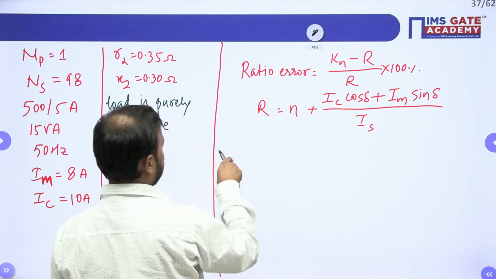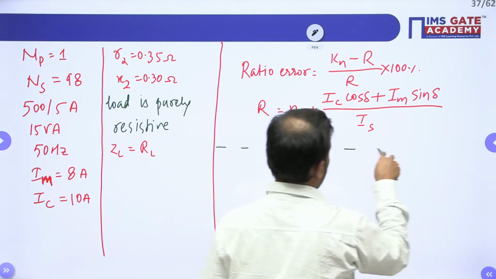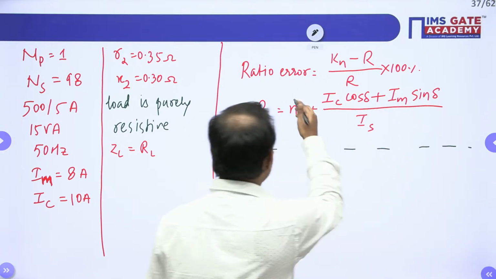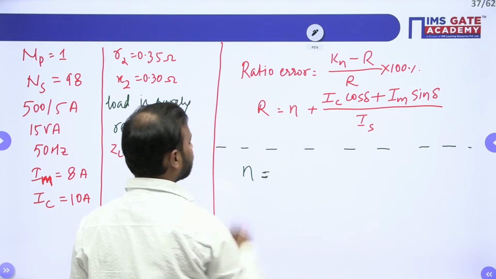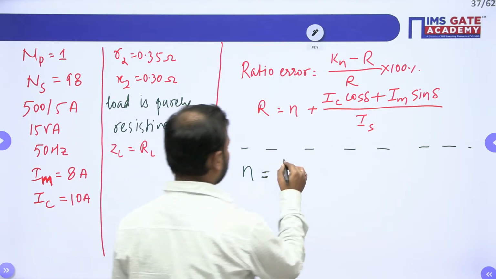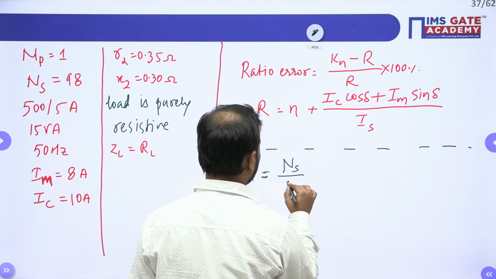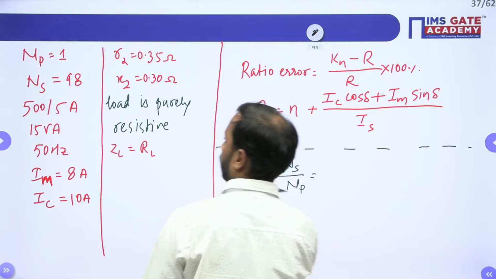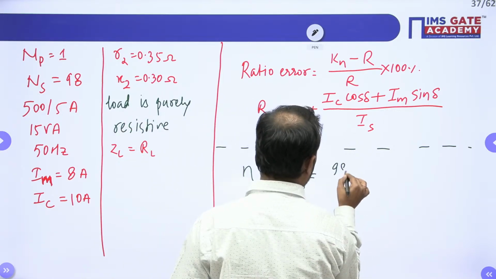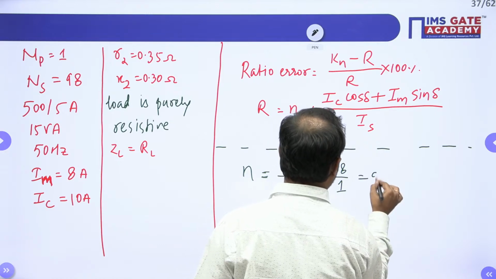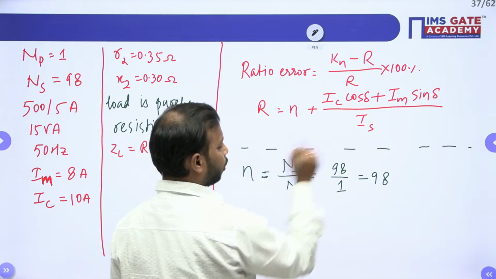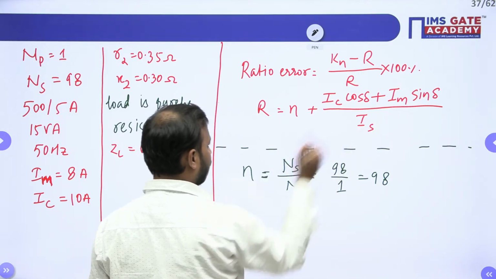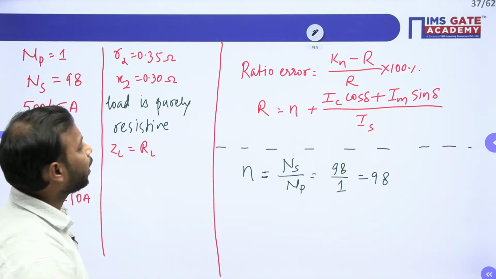This small n is known as the turns ratio. Turns ratio is Ns by Np, so the secondary turns are 98 divided by 1, so this is 98. Now at rated condition, Is is 5 ampere. That is the secondary current.